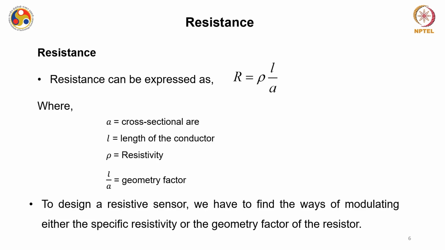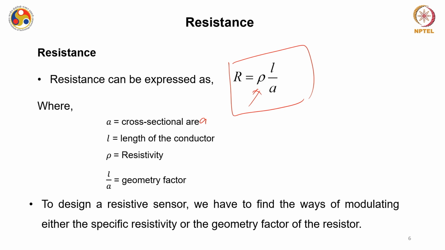So resistance can be expressed by this particular formula: R is equal to rho into L by A, where A is the cross sectional area, L is the length of the conductor, and rho is your resistivity.